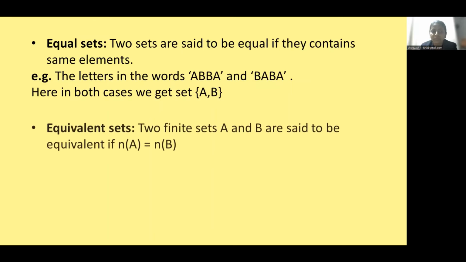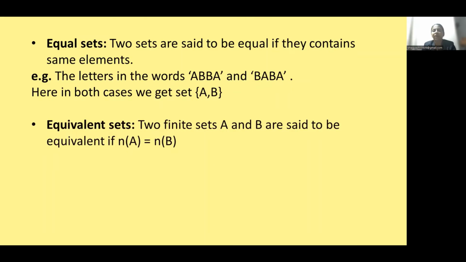Okay, then the next point is equivalent sets. Two finite sets A and B are said to be equivalent if n of A is equal to n of B. म्हणजे दोन सेटला आपण इक्विव्हॅलंट सेट कधी म्हणणार, तर त्यातली नंबर ऑफ एलिमेंट सेम असली पाहिजे. आणि दोन सेटना इक्वल कधी म्हणणार, तर त्यातली एलिमेंट एक्झॅक्टली सेम असली पाहिजे. आणि इक्विव्हॅलंट कधी म्हणणार, जर त्यातली फक्त नंबर ऑफ एलिमेंट सेम असली पाहिजेत.